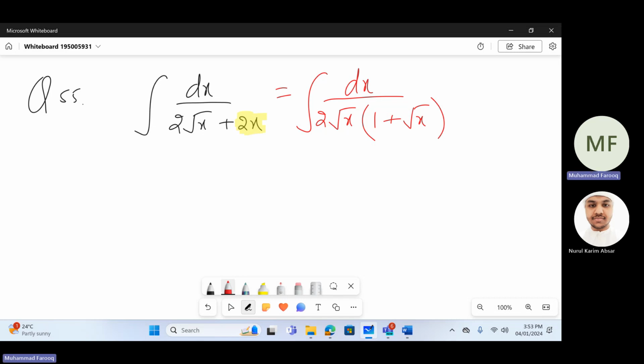Again, do you understand what common factor means? Common factor means we divide. You have taken 2 root x as a common factor, it means you are dividing this 2 root x by this common factor, and also this 2x is being divided by this common factor. This is the meaning of common factor: you are dividing the inside part by the common factor.